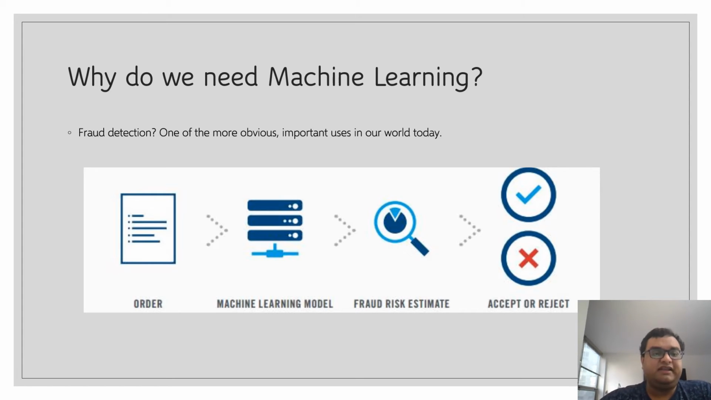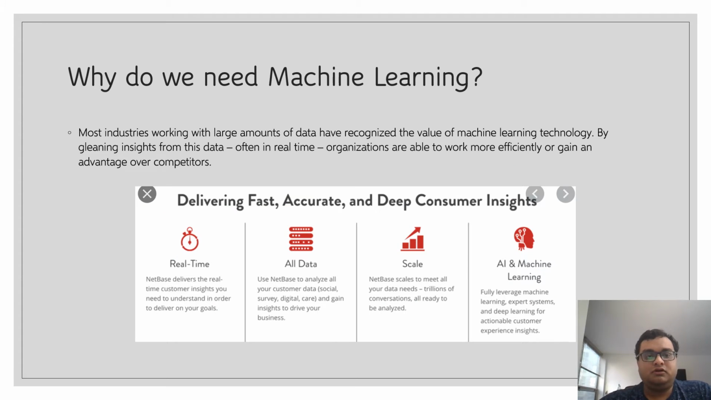And also another example of machine learning is fraud detection. So that's one of the most obvious important use cases of machine learning in our world today. Also, most industries working with large amounts of data have recognized the value of machine learning technology. By gleaning insights from this data, often in real time, organizations are able to work more efficiently or gain an advantage over competitors.